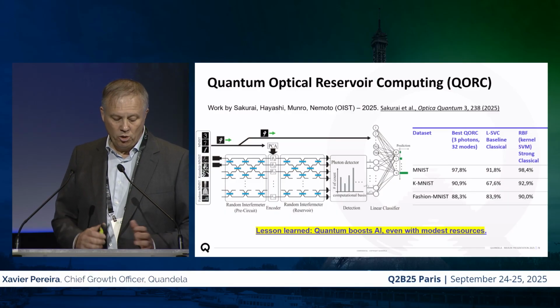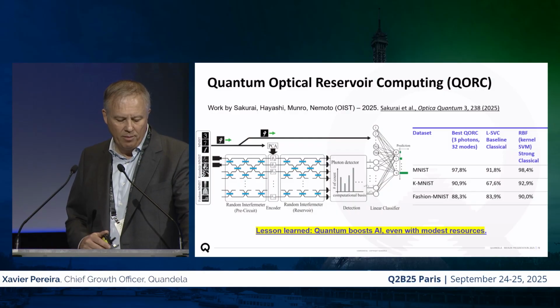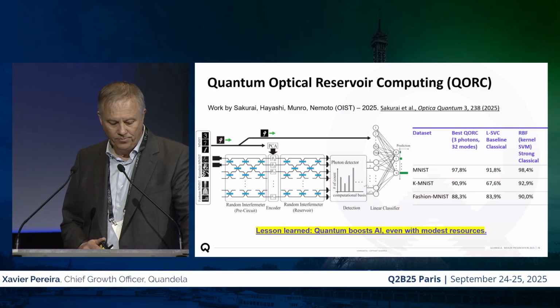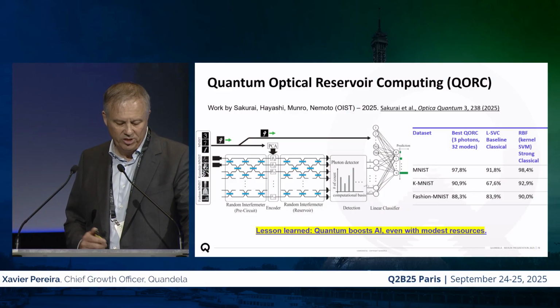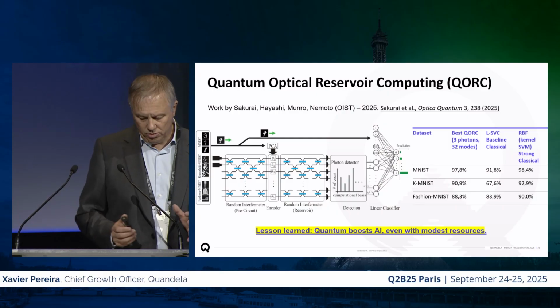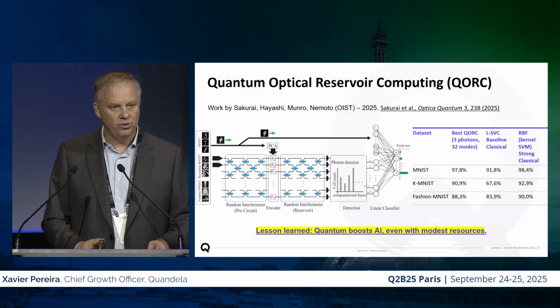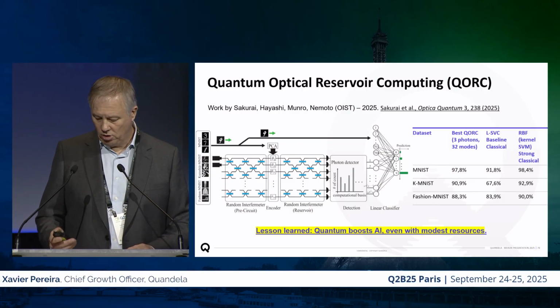On other datasets like K-MNIST or FashionMNIST, QORK again beats the linear baseline and comes close to the RBF kernel while using modest quantum resources. So the key takeaway here, again, is not that quantum already beats the best classical model everywhere, but that even at a small scale, quantum primitives expand the feature space in useful ways, giving hybrid systems an edge. So that validated the idea that in a utility zone, with the right workflows, modest quantum devices can already enhance AI performance on meaningful tasks. So we're going to continue to explore this.